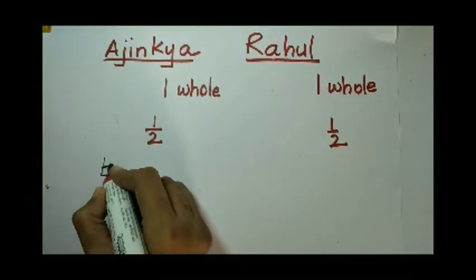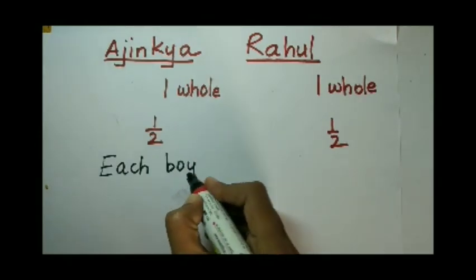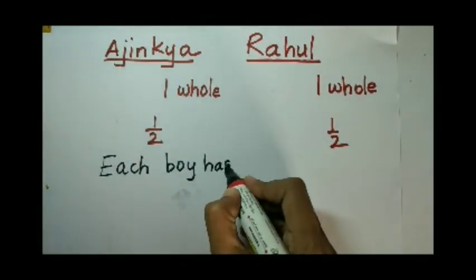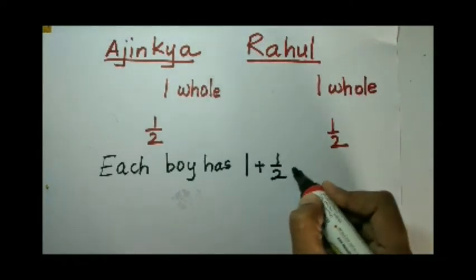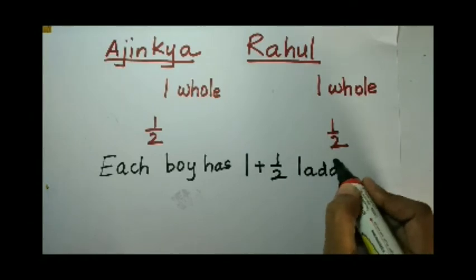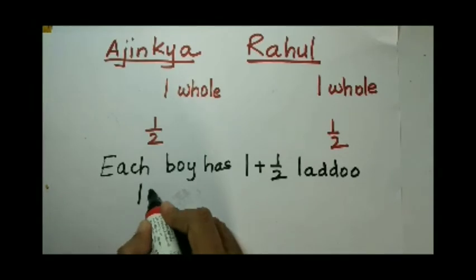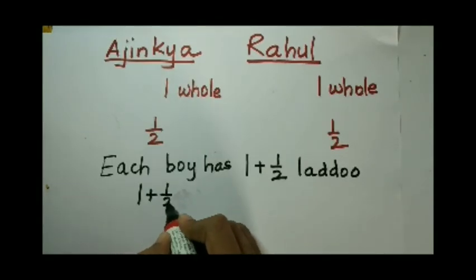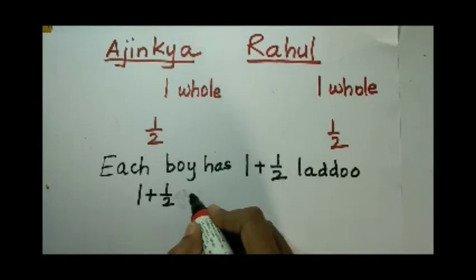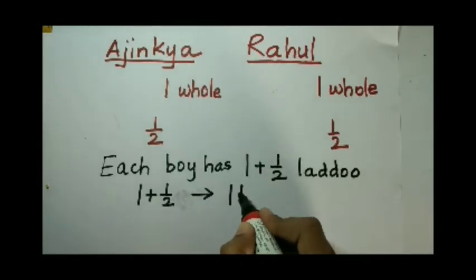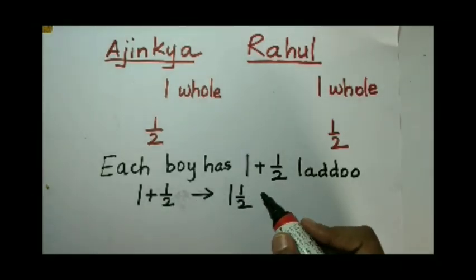So we will write it as each boy has one whole laddu plus half laddu. Now 1 plus half is also written as 1.5.